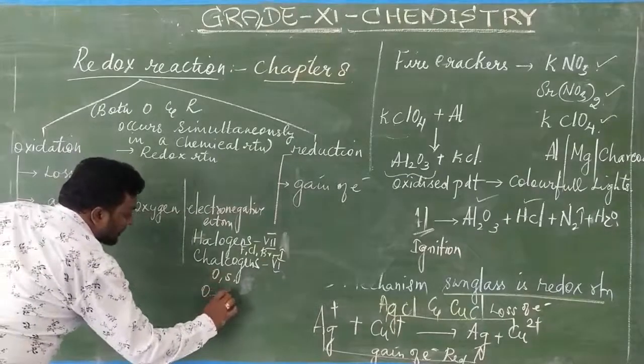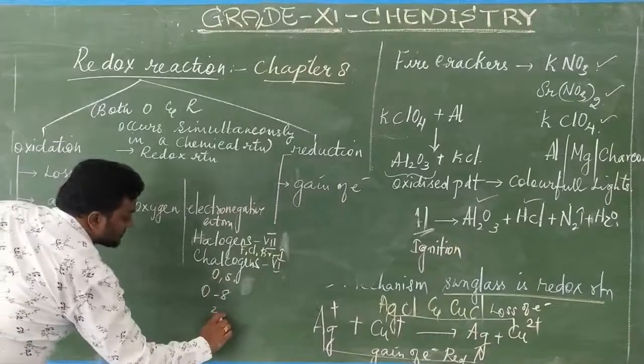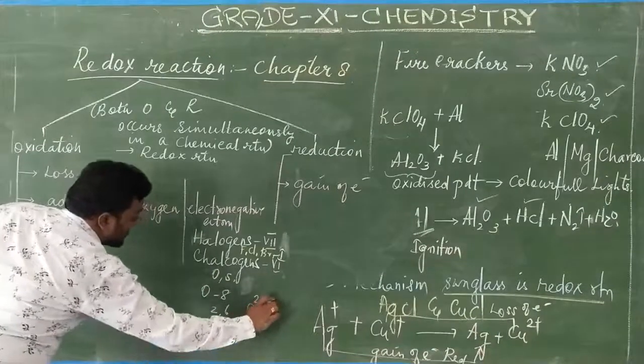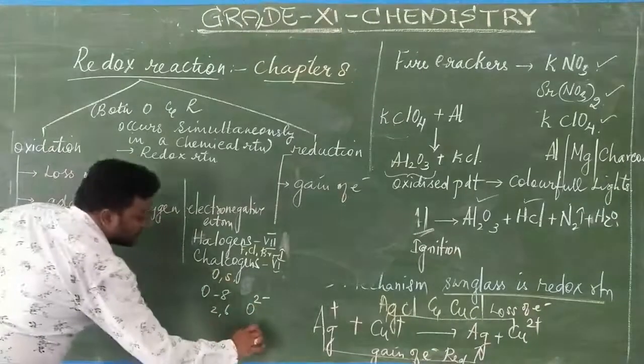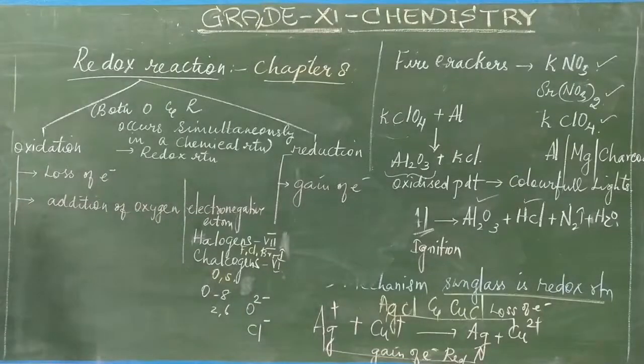Even oxygen, atomic number is 8, so therefore it becomes 2, 6. So O2 minus. Then chlorine becomes minus.